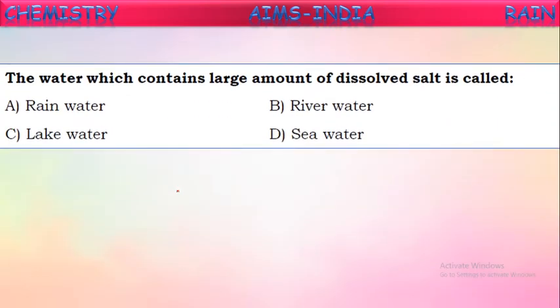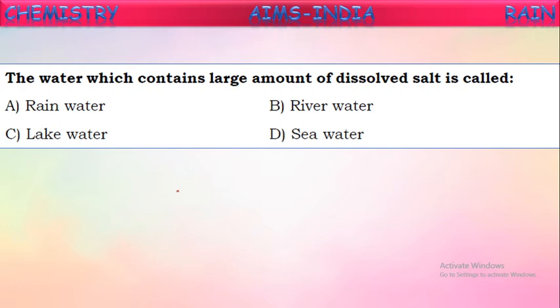The water which contains a large amount of dissolved salts is called what? Which water contains large quantities of salts in it? Is it rainwater, river water, lake water, or sea water? Which water contains large quantities of salt in it? Yes, it is sea water.